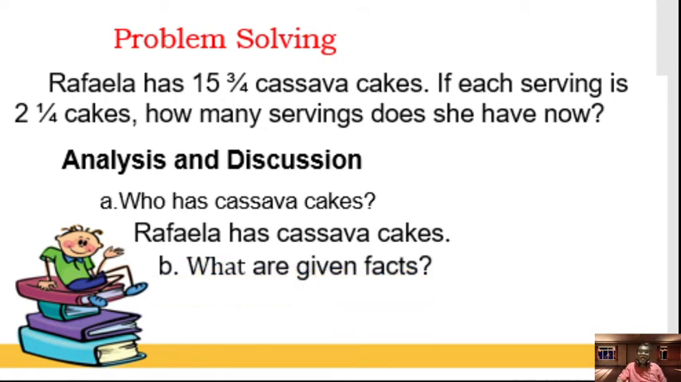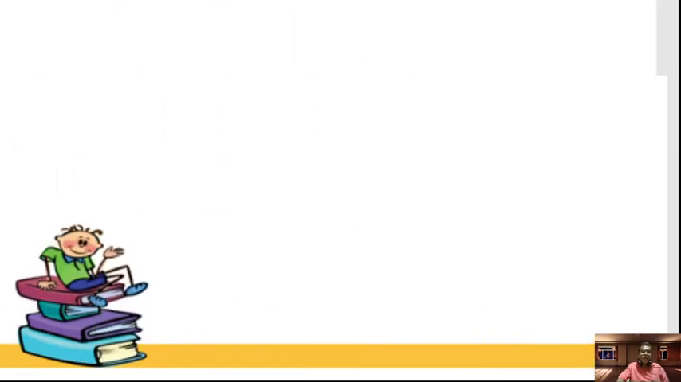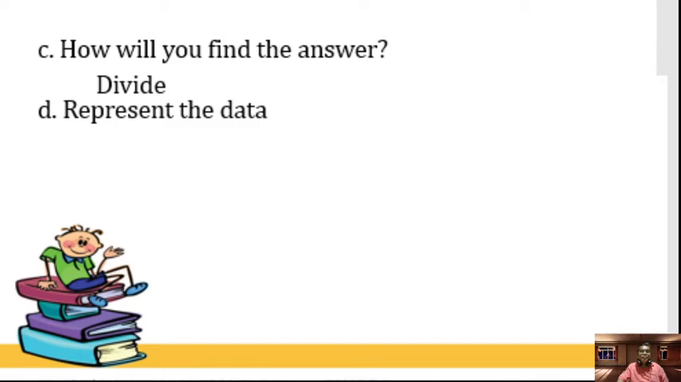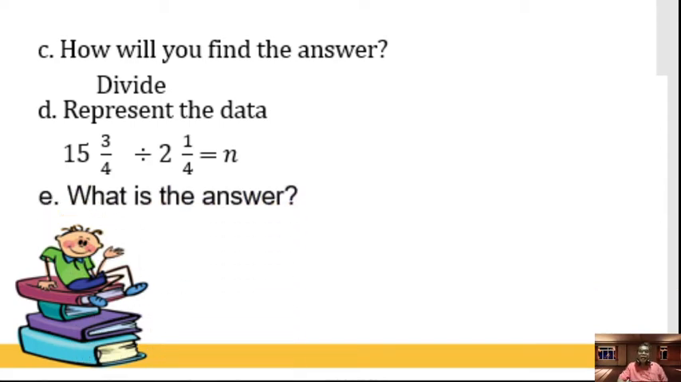What are the given facts? So that is 15 and 3/4 and 2 and 1/4. Okay, how will you find the answer? Of course, you have to divide. Okay, how will you represent the data? So that is 15 and 3/4 divided by 2 and 1/4 equals n. And what is the answer?